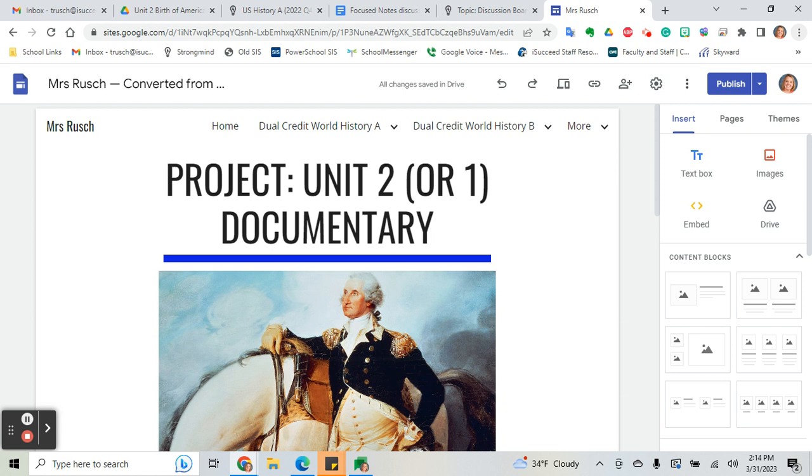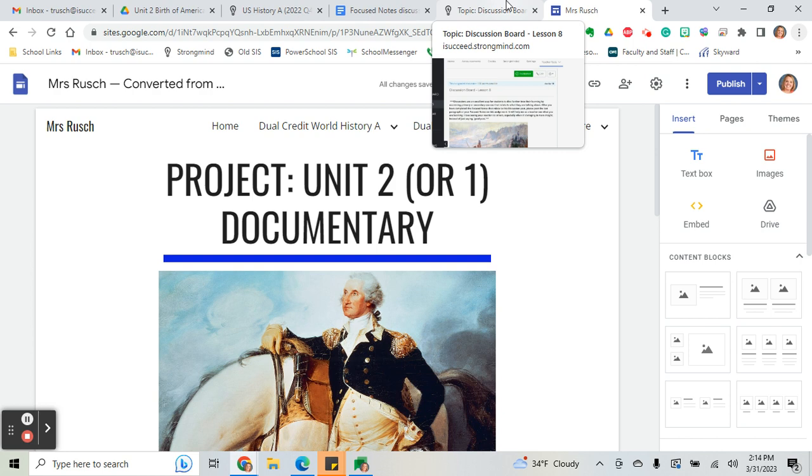Lesson 8 talks about the presidency of Thomas Jefferson. He was obviously the writer of the Declaration of Independence, which was back in Unit 1. So there's some pretty important stuff that happened during his presidency. One of the things that you will look at is the Lewis and Clark expedition.